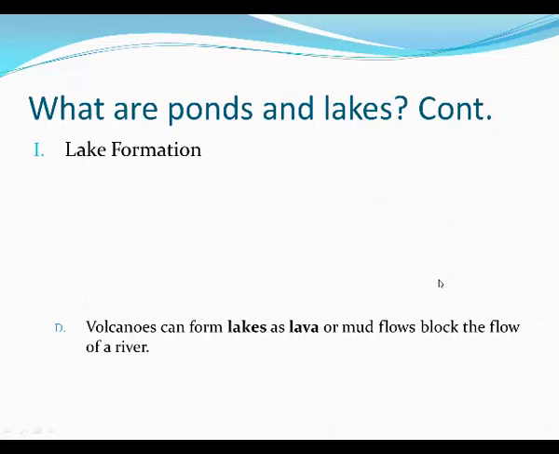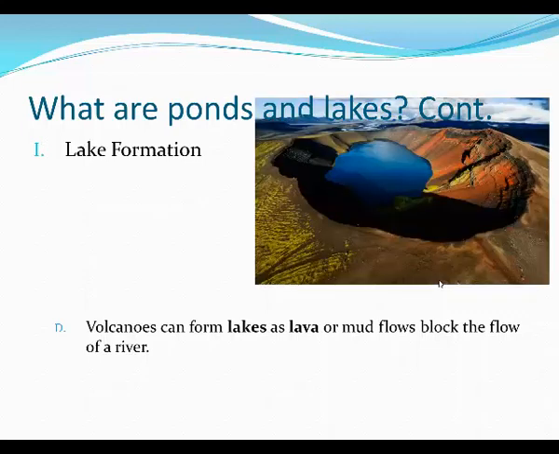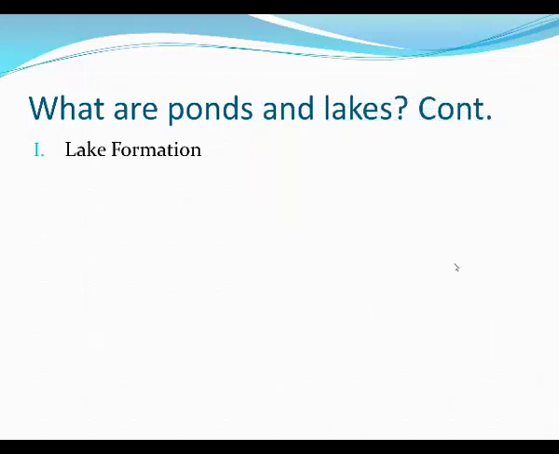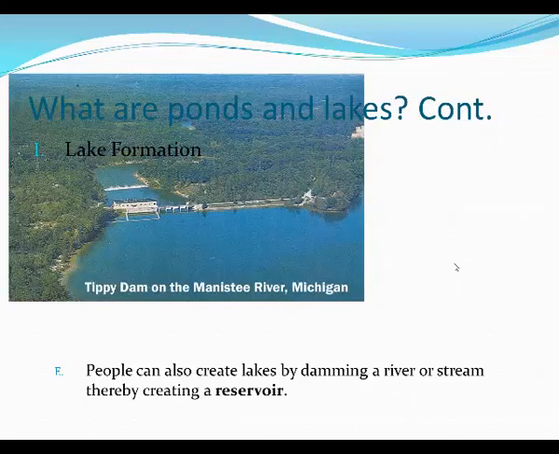Volcanoes can form lakes as lava or mud flows block the flow of a river, or just large depressions in the ground can fill up with water due to a volcanic explosion. Here's an example. And people can also create lakes by damming a river or stream, thereby creating a reservoir. So this is an example of Tippy Dam on the Manistee River. Some of you may be familiar with this area. The Tippy Dam blocks the flow of the Manistee River, and a large reservoir is held up above the river that is flowing downstream towards Lake Michigan.